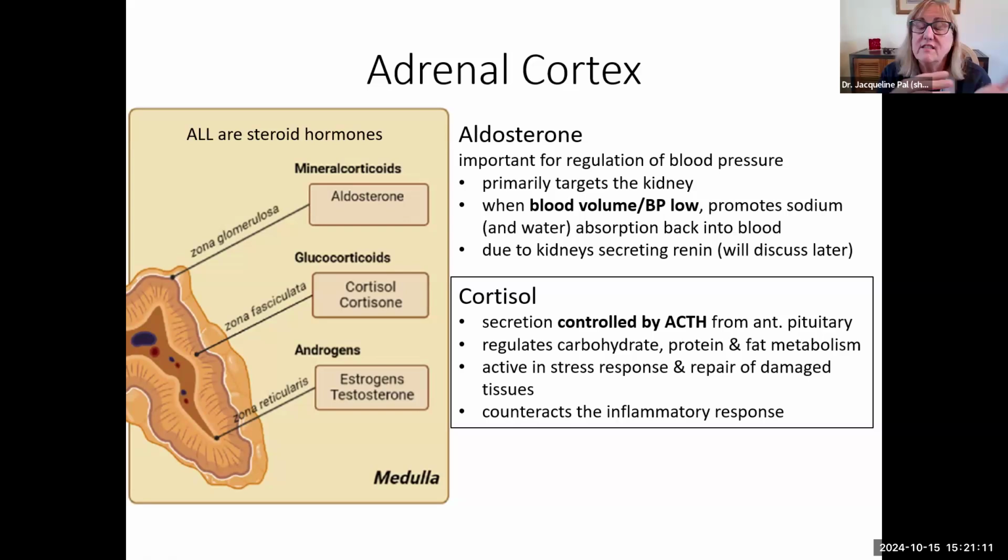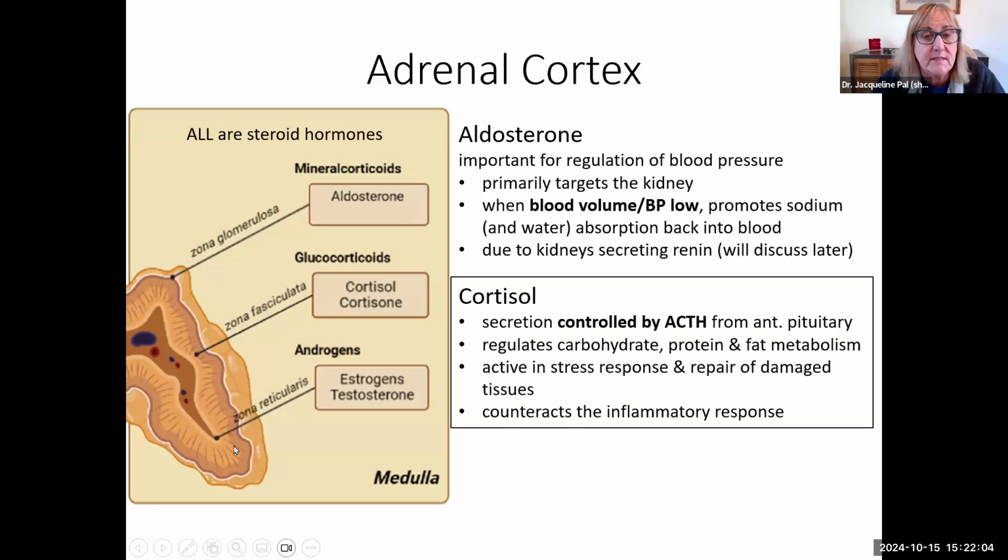So cortisol regulates carbohydrate, protein, and fat metabolism. It will screw up your blood sugars, but it is not responsible for raising or lowering your blood sugar. So it has nothing to do with blood sugar homeostasis. All right. So what I want you to remember about cortisol is that it has to do with metabolism, all three types of foodstuffs, repair of damaged tissue, and counteracting this whole inflammatory response we're going to learn about in the next module.